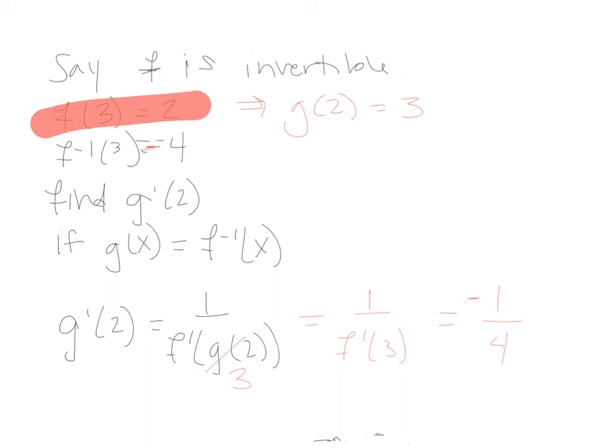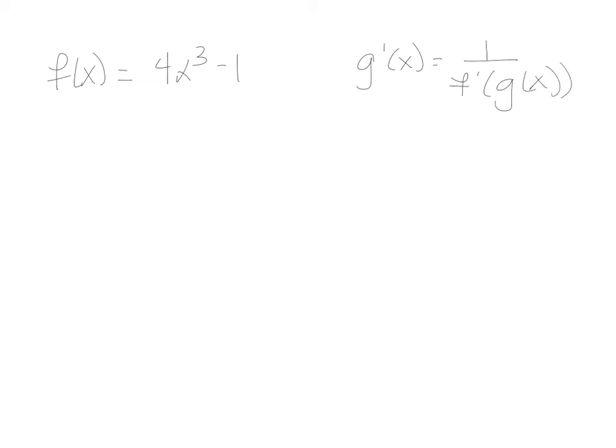Okay, so let's see how we can expand this by taking f of x equals 4x to the third, excuse me, minus 1. And instead of having the formula with b, let's take g prime of x equals 1 over f prime of g of x. So I took out the b and replaced it with x. What we need to do first is consider what f prime is. F prime of x is going to be 12x to the second power. Cool.